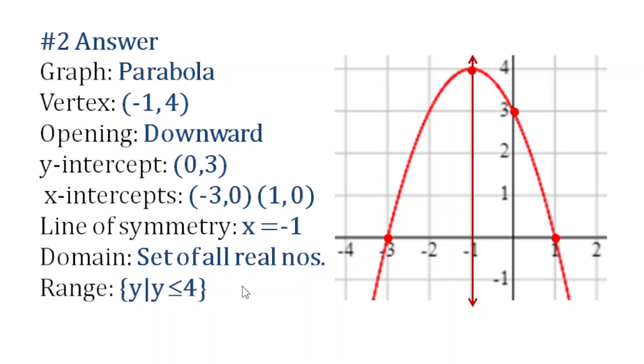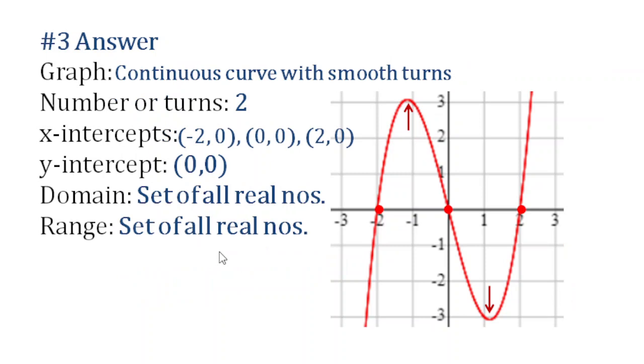For item number 3, the graph is a continuous curve with smooth turns, and there are 2 turns here. The x-intercepts are -2, 0, 0, 0, and 2, 0, and the y-intercept is 0, 0. Domain the set of real numbers, range the set of real numbers.